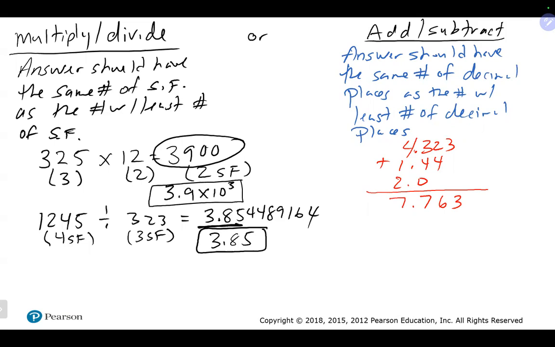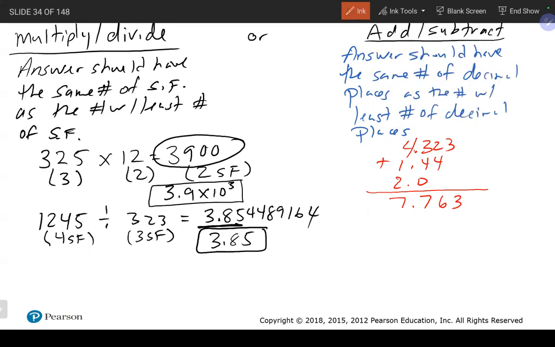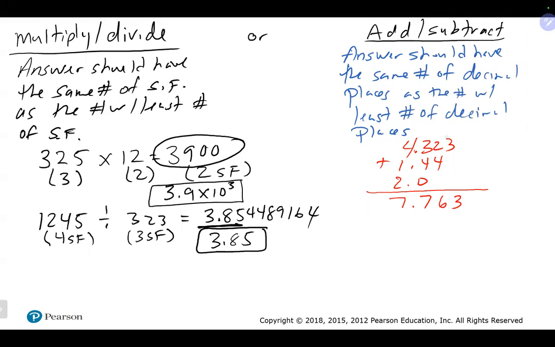Once again, here we are not looking at significant figures, but decimal places, which means when we analyze the 3 numbers in this case that we added, this guy's got 3 decimal places, this guy's got 2 decimal places, and this guy's got 1 decimal place.